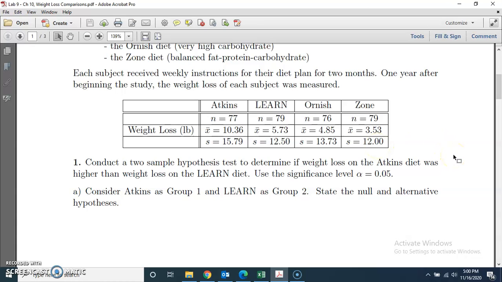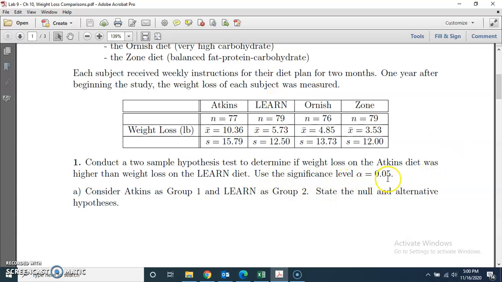So what are we going to do here? You're going to end up going through 3 different hypothesis tests. So in number 1, this is the most guided. It tells us exactly what to do. Conduct a 2-sample hypothesis test to determine if the weight loss on Atkins was higher than the weight loss on the Learn. So we're specifically choosing here Atkins and Learn, right? Whenever we do one of these hypothesis tests, we have to choose 2 of them to compare. So we're going to be looking at Atkins versus Learn.